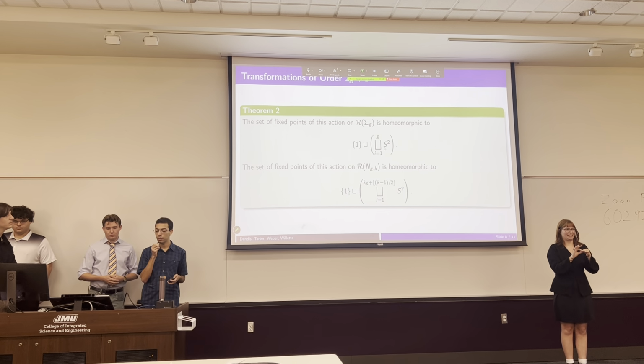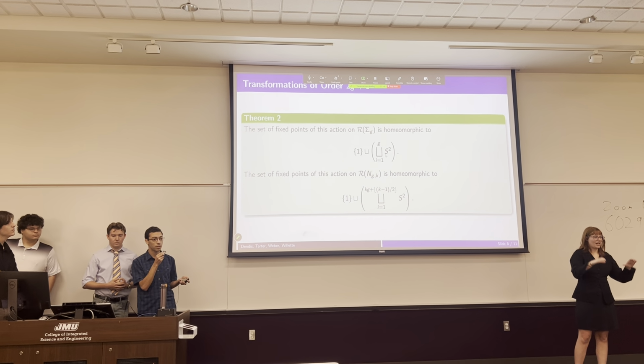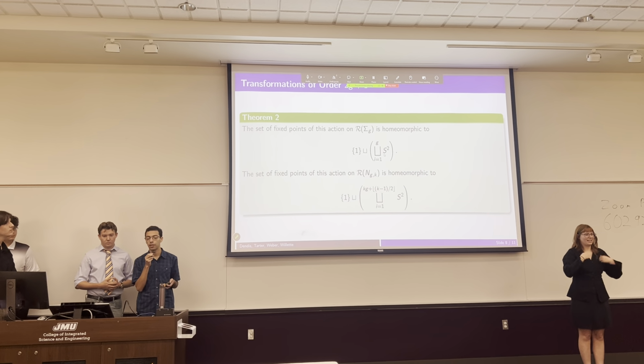And from these characterizations of these fixed point sets, we can compute the number of connected components. So for example, in the case of the set of fixed points of the action on the representation variety of the surface with G holes, we can count that there are G plus 1 connected components.